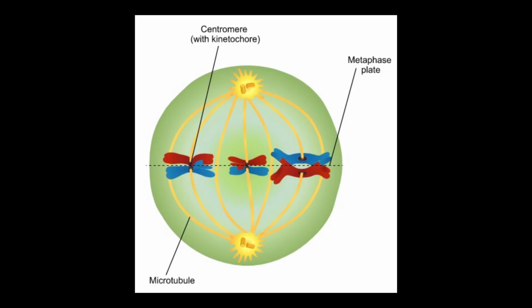Then we proceed to the metaphase. The microtubules extending from the opposite centrosomes attach to the kinetochores. The chromosomes align at the metaphase plate, and there is equal force or tension within it.